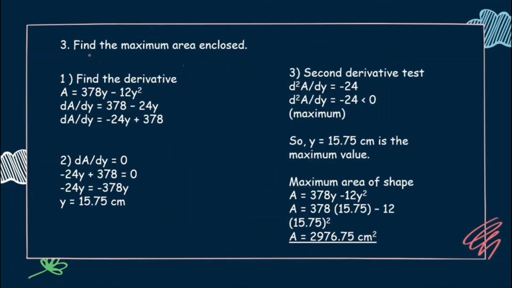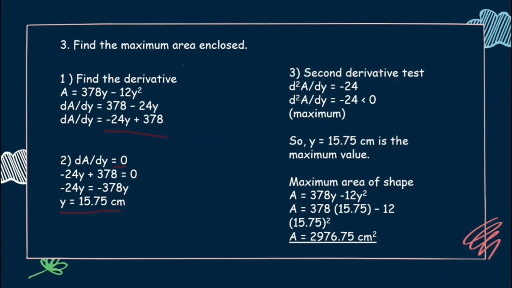So number 3, find the maximum area enclosed. The first step is we have to find the derivative. The equation of area just now, we find the derivative and we get negative 24y plus 378. Second step is we let the derivative equal to 0. So we get the value of y, that is 15.75 centimeters.